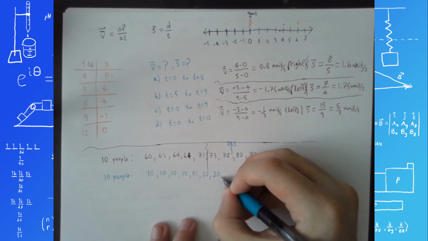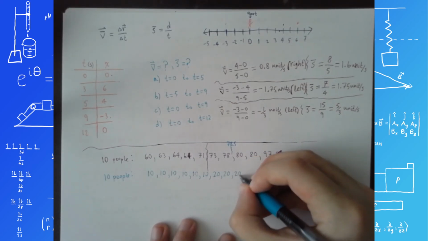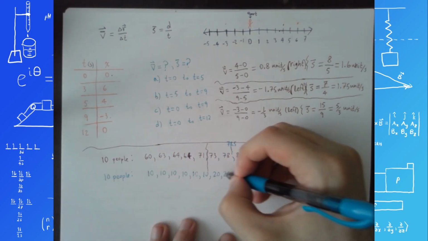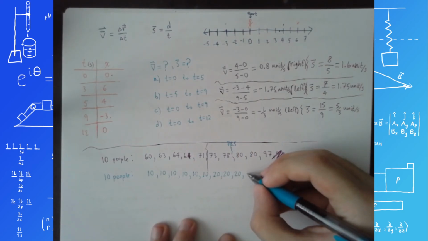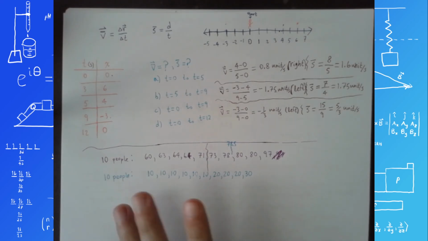We get a couple of 20s. One, two, three, four, five, six, 7, 8, 9. And then I guess we'll have a single 30. Okay, if I just took the highest score and the lowest score and divided them by 2, 30 plus 10 over 2, that would be 40 over 2, which is 20.